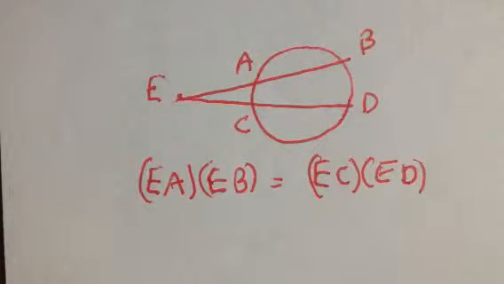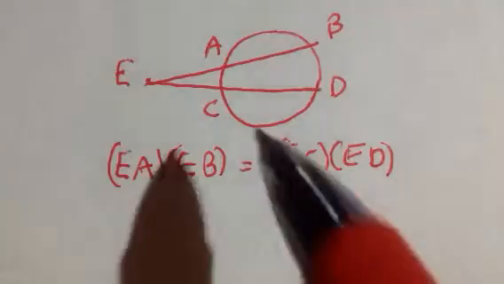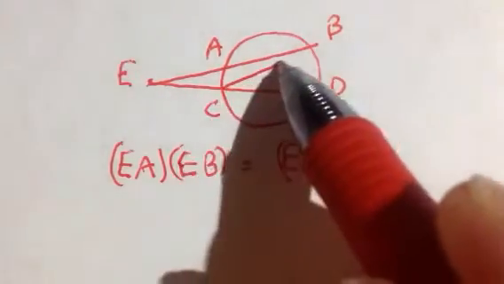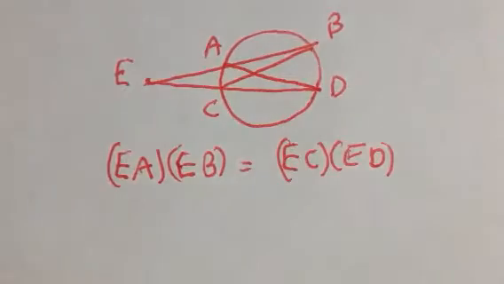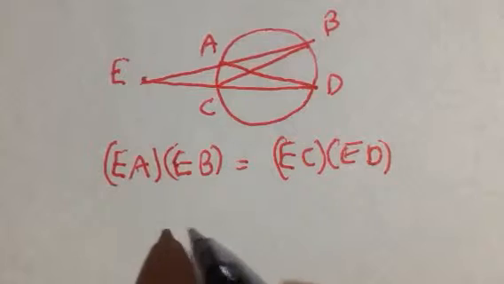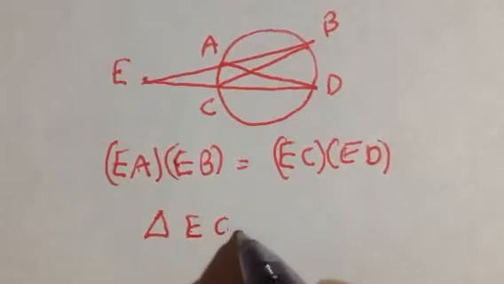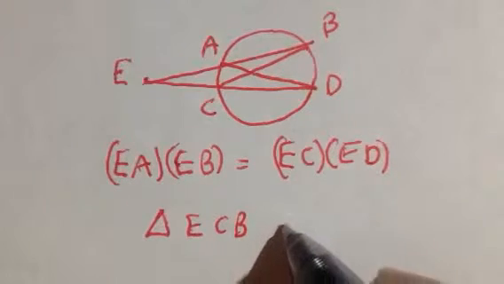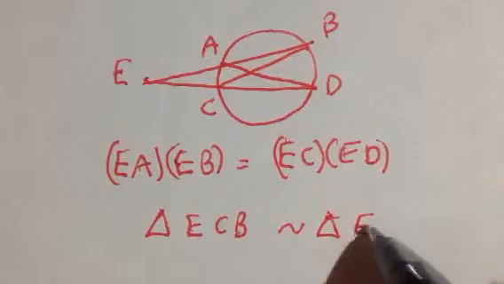This theorem is also proven using similar triangles. And in order to identify our similar triangles, we need to draw in chord CB and chord AD. By doing so, we now create two similar triangles, namely triangle ECB, which is now similar to triangle EAD.